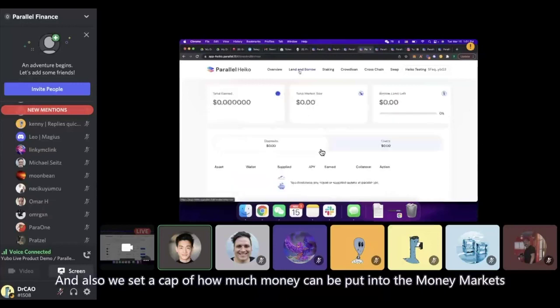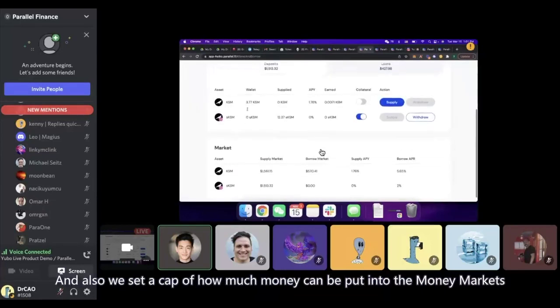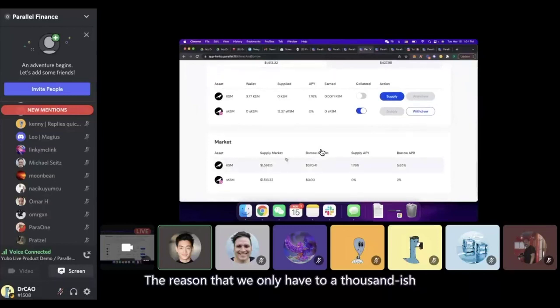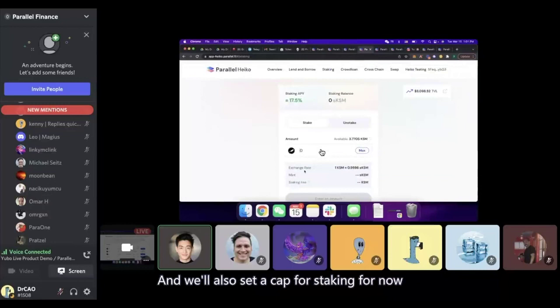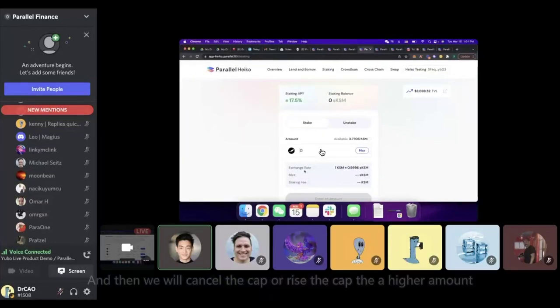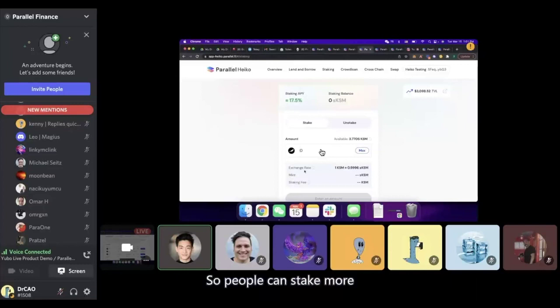And also we set a cap of how much money can be put into the money markets. The reason that we only have like 1,000-ish is really because we actually set a cap. And we also set a cap for staking for now, just to make sure that the protocol runs pretty smooth and security is good. And then we will cancel the cap or raise the cap to a higher amount so people can stake more. So yeah, I think that's about it.